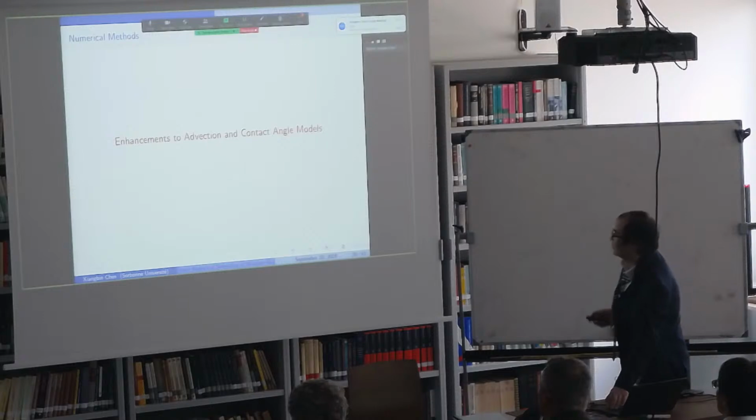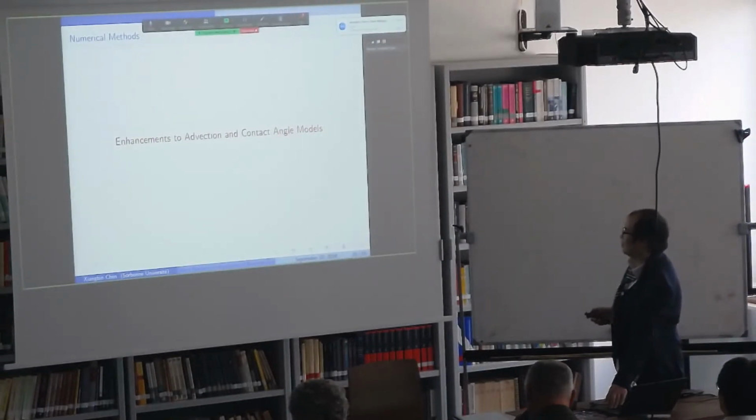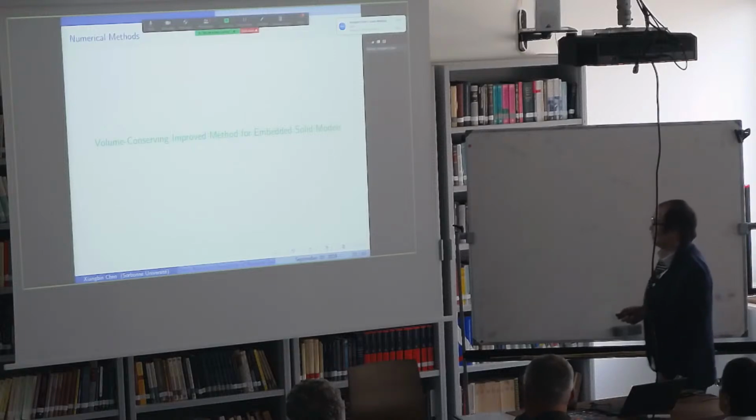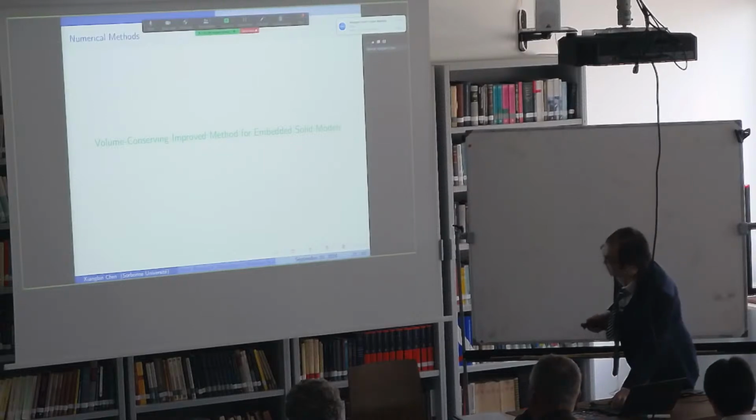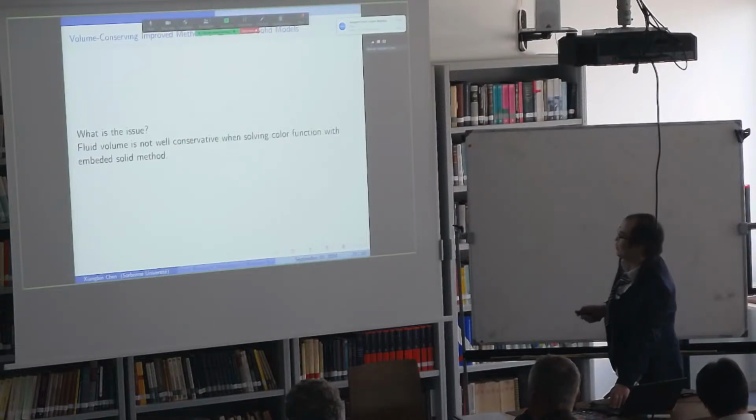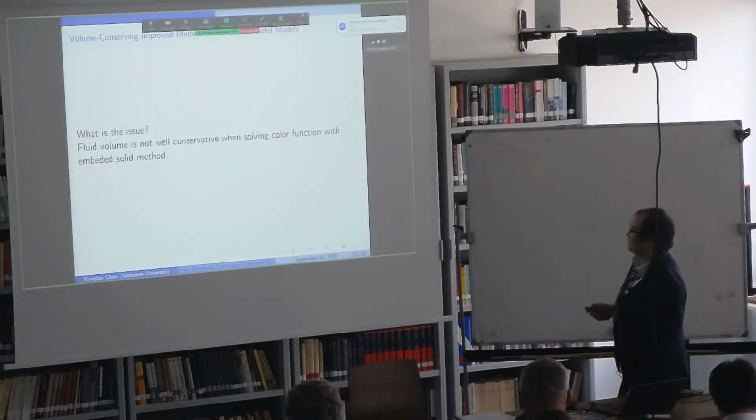So next, we found some behavior that is not too good. First, we developed a volume-conserving improved method for embedded solid models. What is the issue in the original code? Not an issue, but volume fidelity is not well conserved when solving color functions with the embedded solid method.